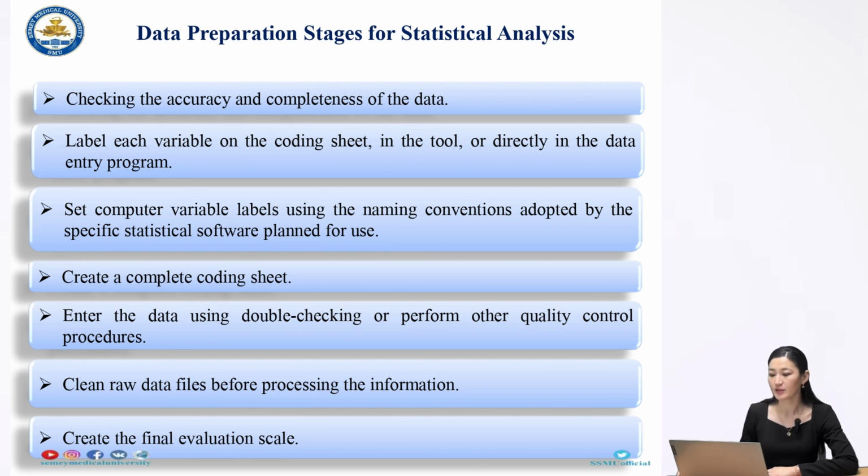Label each variable and the coding sheet in the tool or directly in the data entry program. Computer variable labels using the naming conventions adopted by the specific statistical software planned for use. Create a complete coding sheet. Enter the data using double checking or perform other quality control procedures. Clean raw data files before processing the information. Create the final evaluating scale.